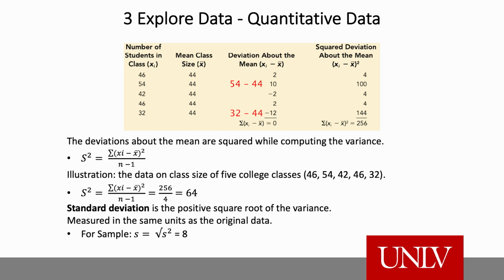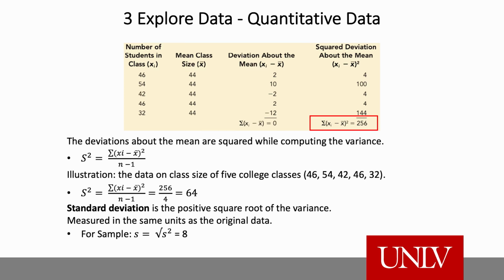For example, the class with 54 students has a deviation of 10, and for the class with 32 students, the deviation is negative 12. The next step is to square each deviation to eliminate negative signs. This is the value used to measure overall variability. The squared deviations are 4, 100, 4, 4, and 144.